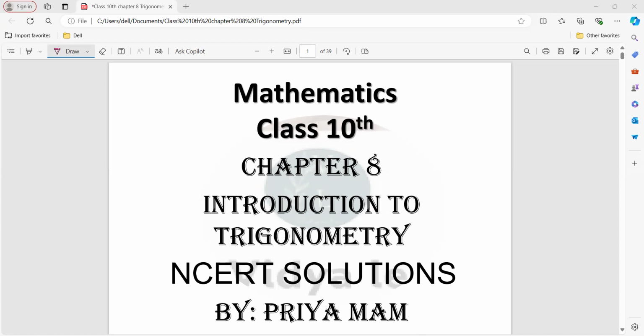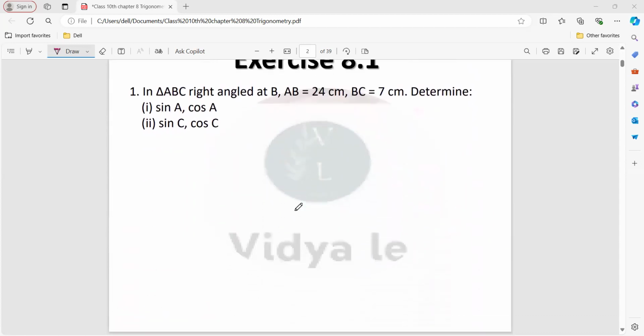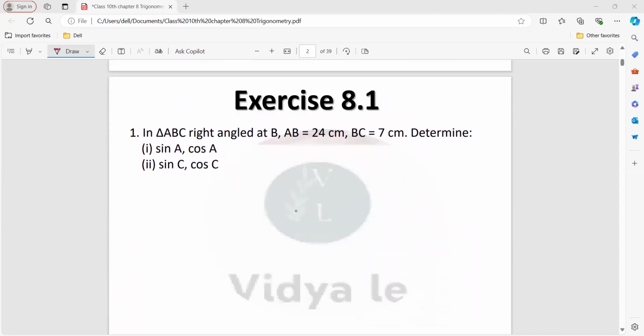So, students, today we are going to start class 10, chapter 8, Introduction to Trigonometry. And herein we'll discuss NCERT solutions of this chapter. So, let's get started with the first exercise. And the question number 1 we have is, in right angle triangle, right angle at B, AB is equal to 24 centimeter. BC is equal to 7 centimeter. Determine sine A and cos A.